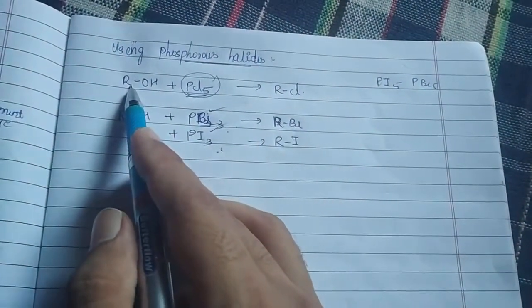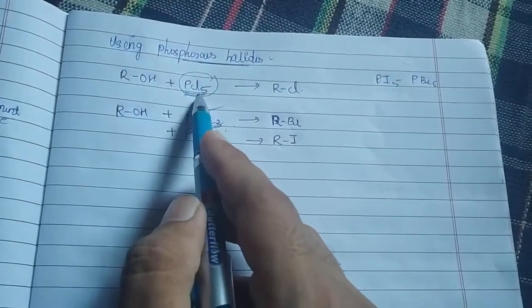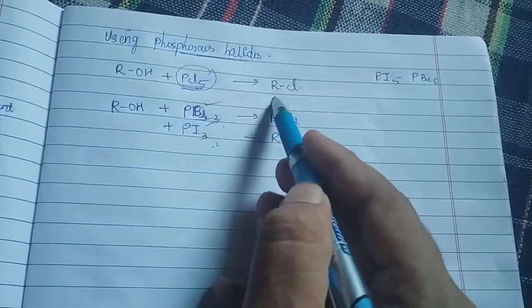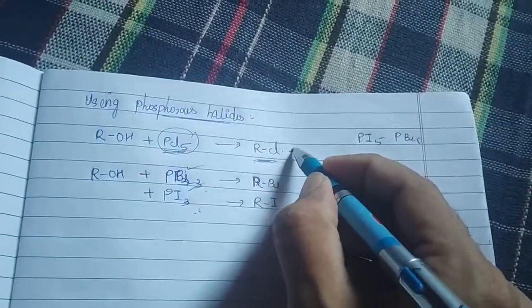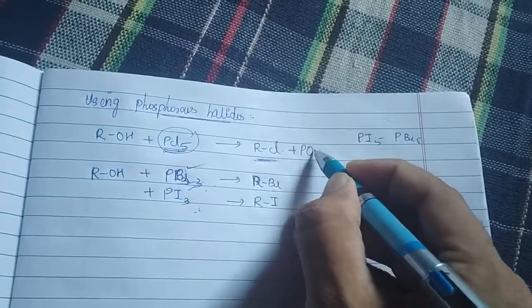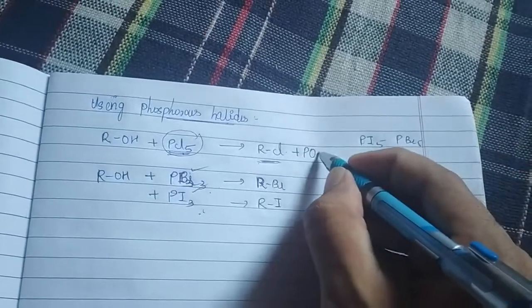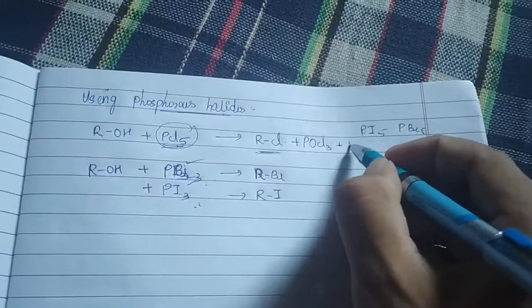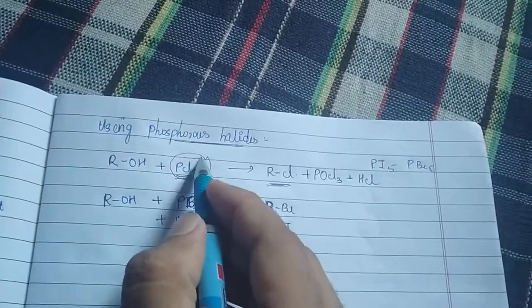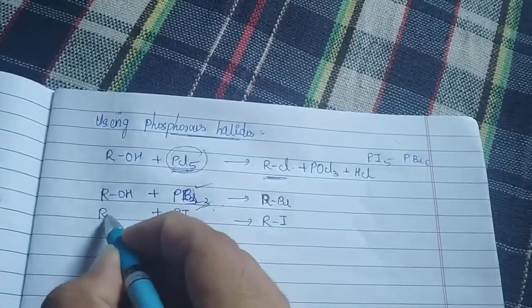Whenever alcohol is treated with phosphorus pentachloride, remember, we will get alkyl chloride. The byproducts are important because they can ask you in competitive exams. Here we will get POCl3 plus HCl. So that is what happens when you are treating with phosphorus pentachloride.